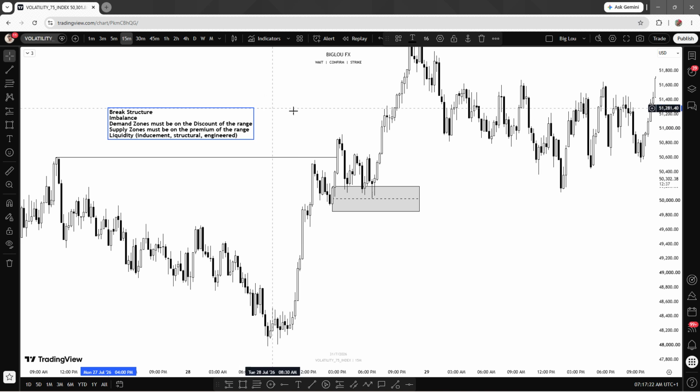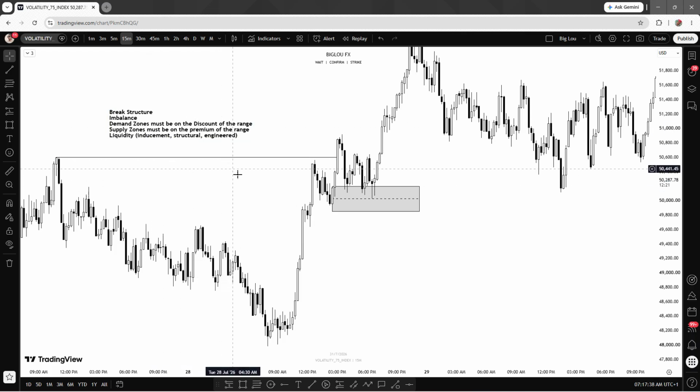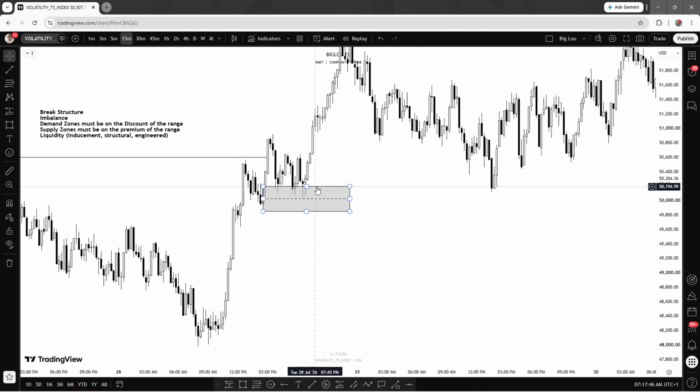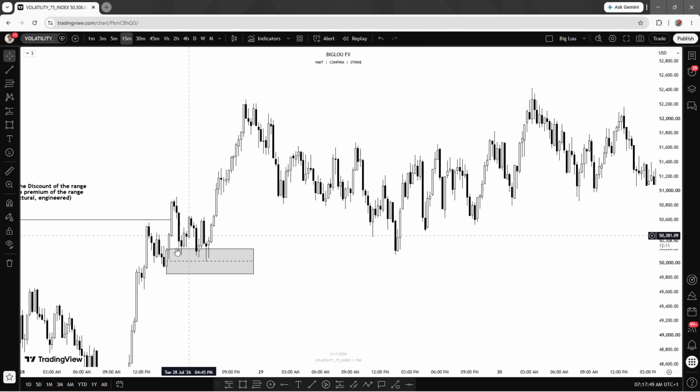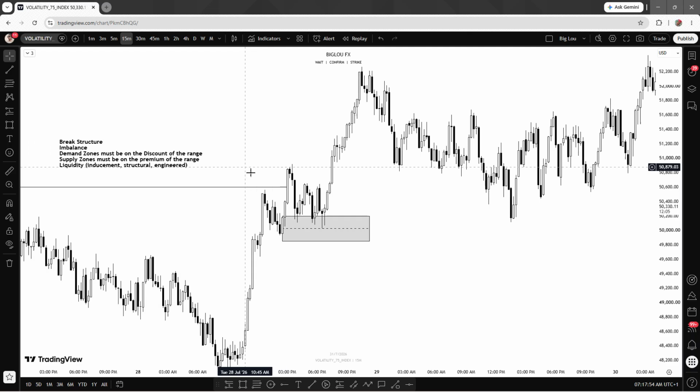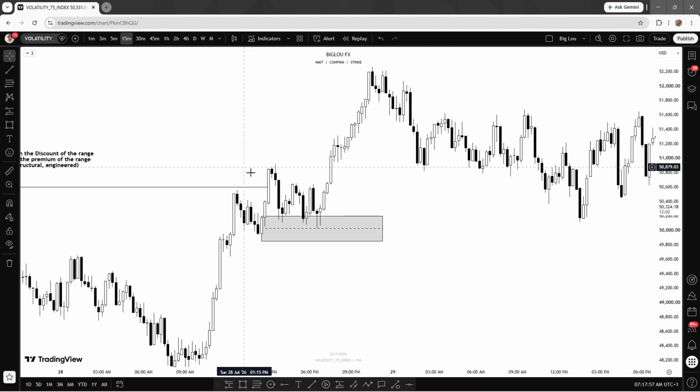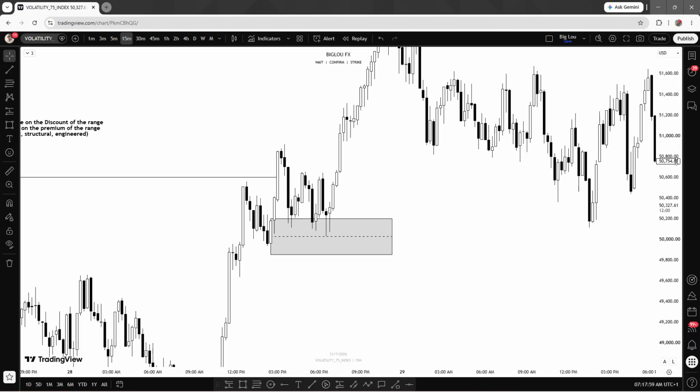So if you see a zone that gives you these four things, the zone broke structure, it has some form of imbalance, it's a demand zone that is on the discount of the range, and it has either of this liquidity, it is a valid zone, because that zone is likely to hold. There's a high probability that the zone will hold. So let's not take much of our time, let's just go right into it. This zone actually meets all of that. I'm just saying this to give you what it means to have a valid zone. Some people don't know how to mark valid zones, and that is why they are missing out on trades.